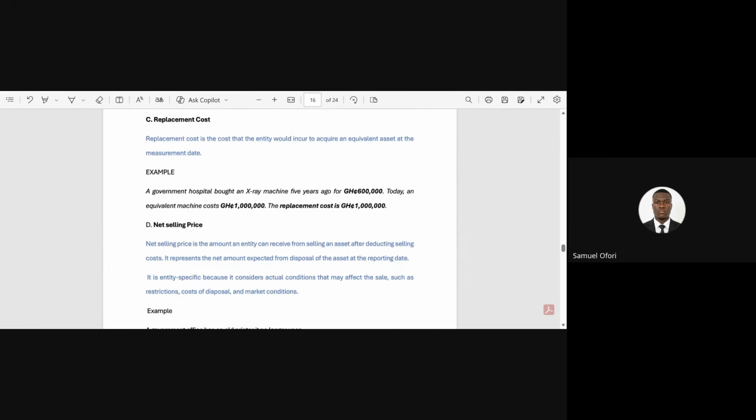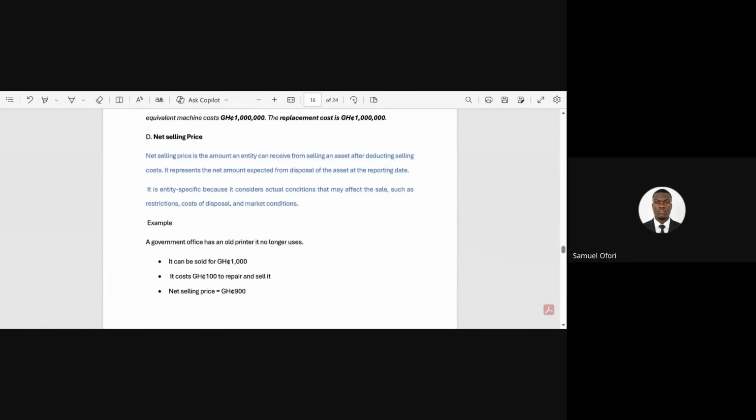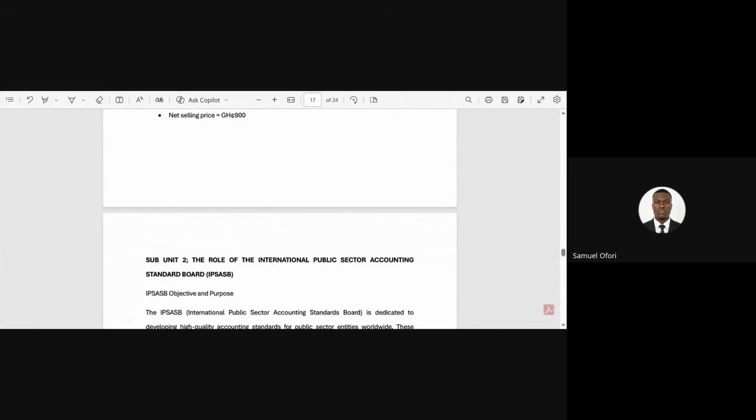The difference. So the net selling price is the amount an entity can receive from selling an asset after deducting selling cost. It represents the net amount expected from the disposal of an asset at the reporting date. So that's the meaning. A government office has an old printer it no longer uses, and it can be sold for 1,000. It costs 100 to repair and sell it. Net selling price will be what? 900.